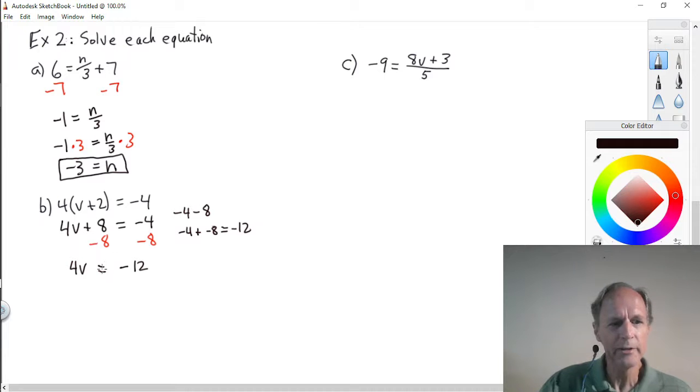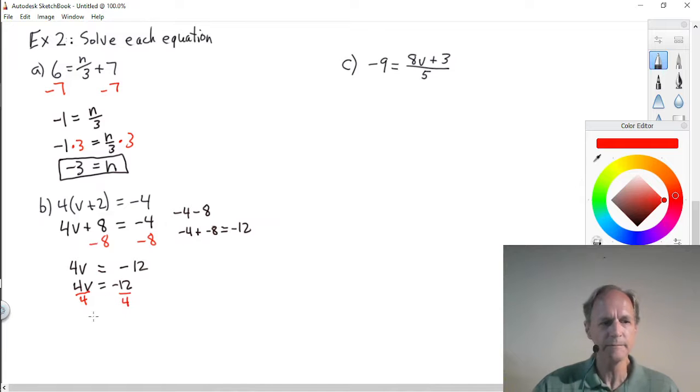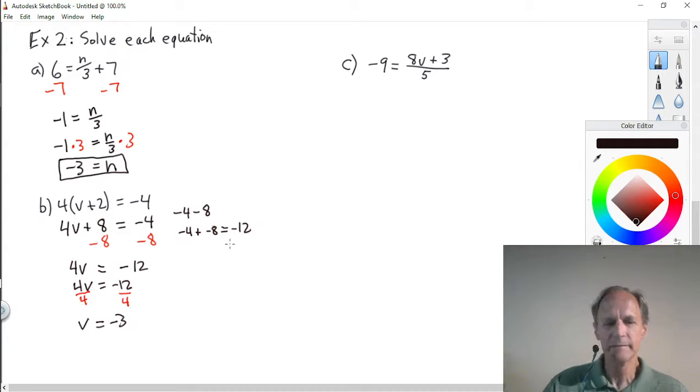Okay, so now we divide both sides by 4. So I'll rewrite it first, so I don't obliterate that step. That's just a way to maybe make it more clear. Divide this side by 4, divide this side by 4. What we're left with, and that's it.